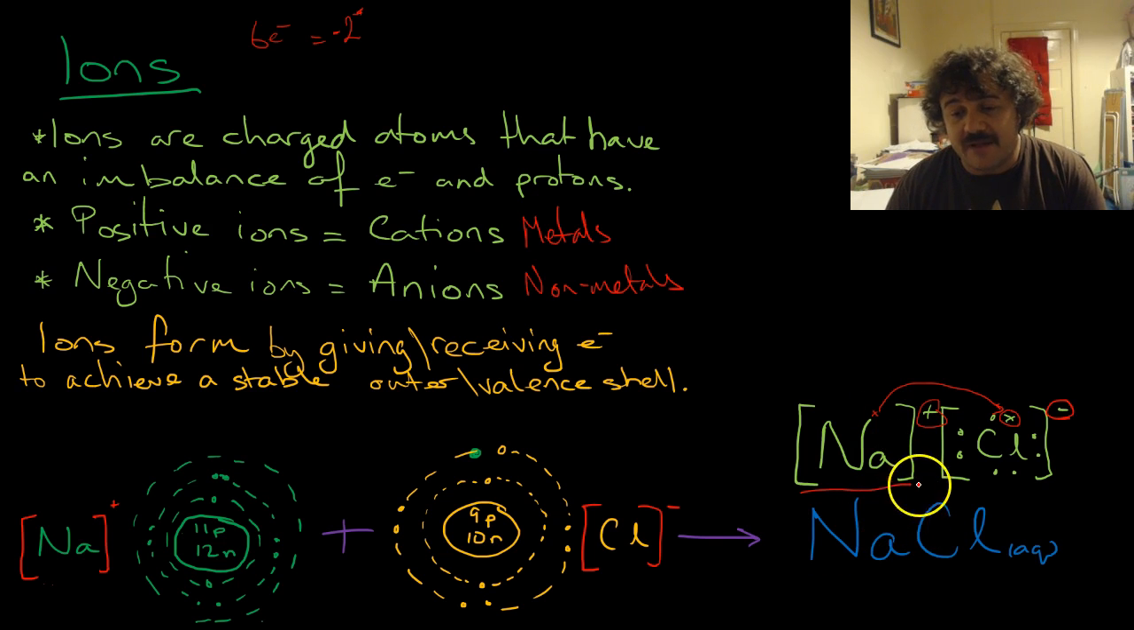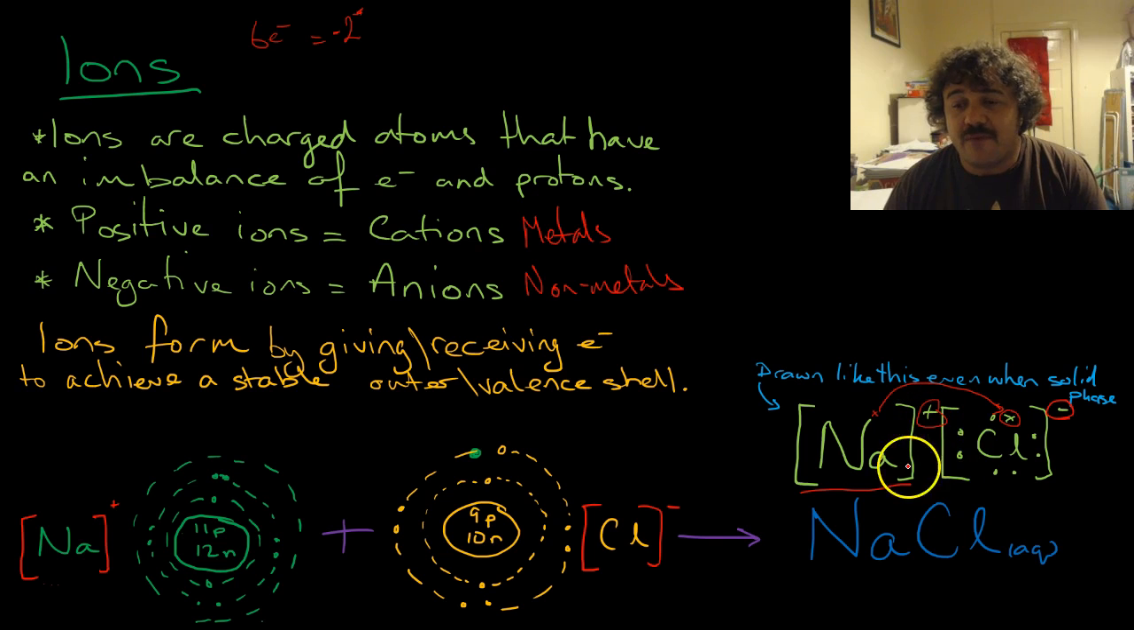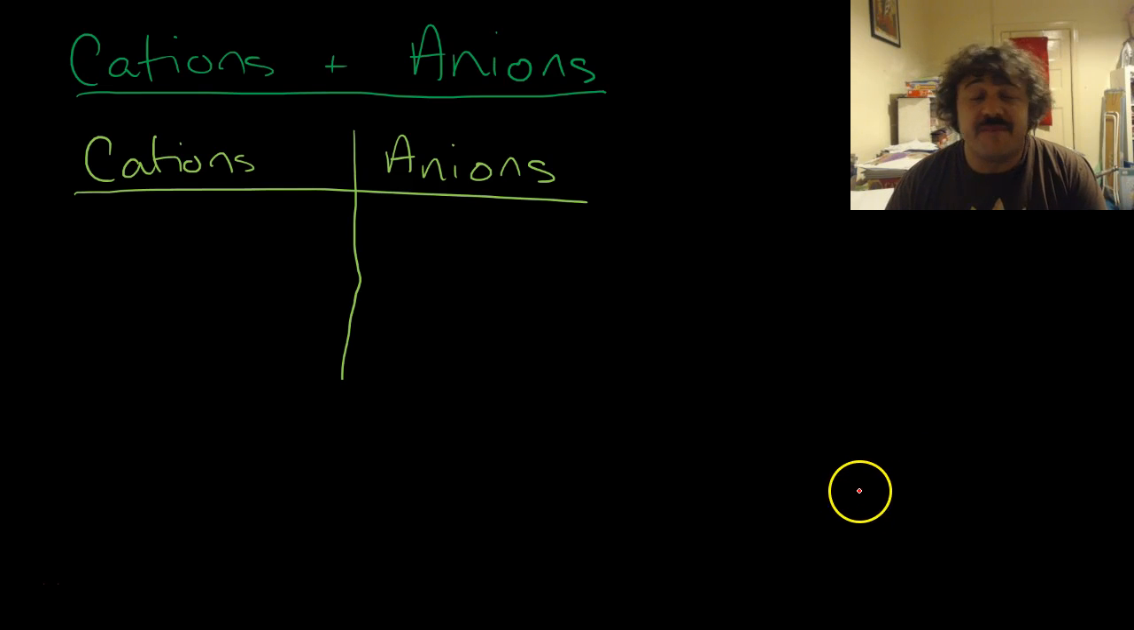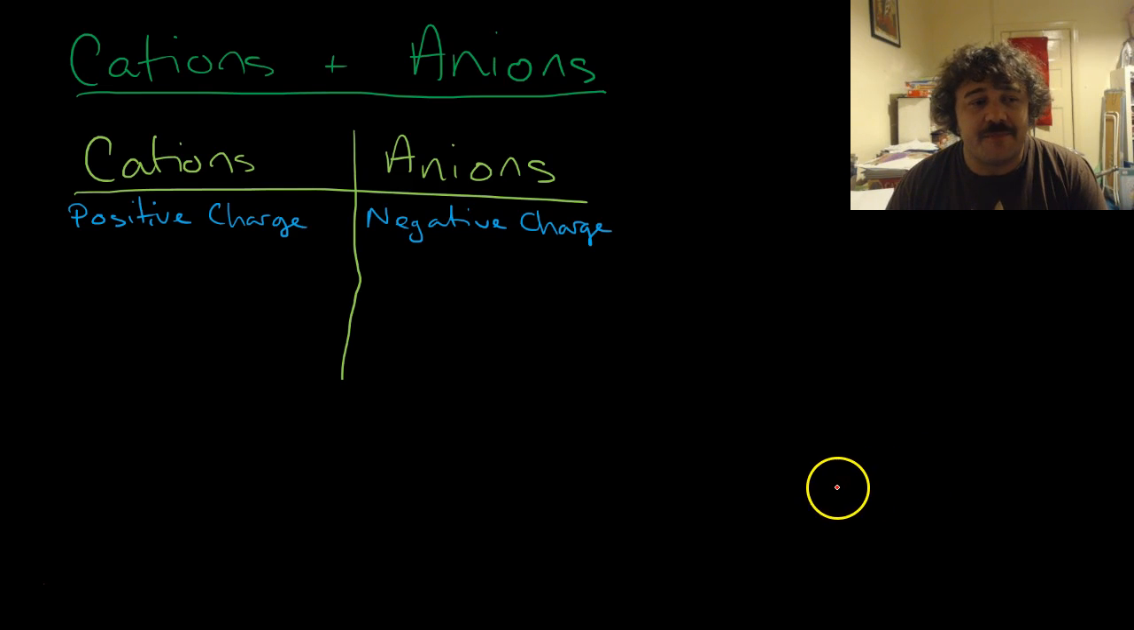Now, an ionic compound. If this had +2, then we would have 2 of these. So we draw it like this even when it's a solid phase. When we want to draw ions, we draw them like this. So an ionic compound, we draw it like this, even when it's a solid phase. So if we get rid of all this stuff here, this is what it will look like, whether it's in solution or solid phase.